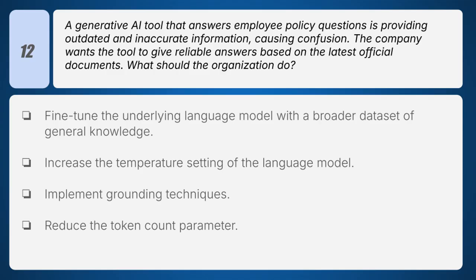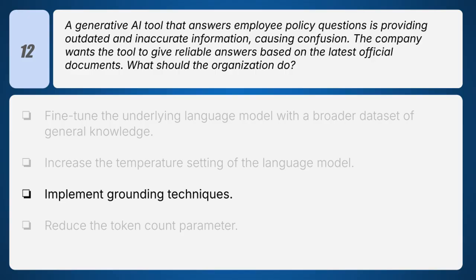A generative AI tool that answers employee policy questions is providing outdated and inaccurate information, causing confusion. The company wants the tool to give reliable answers based on the latest official documents. What should the organization do? A. Fine-tune the underlying language model with a broader dataset of general knowledge. B. Increase the temperature setting of the language model. C. Implement grounding techniques. D. Reduce the token count parameter.